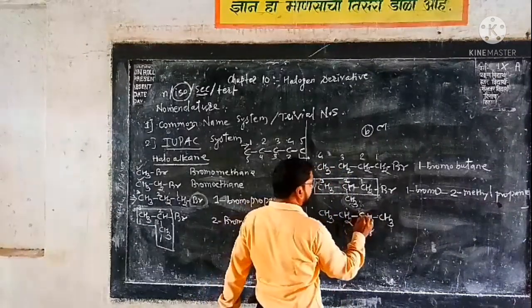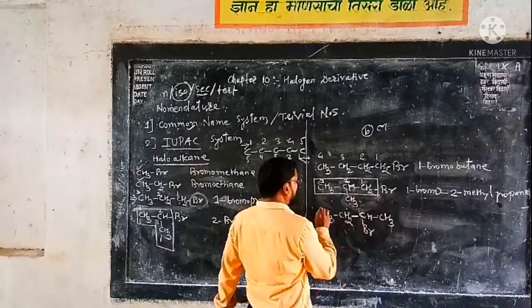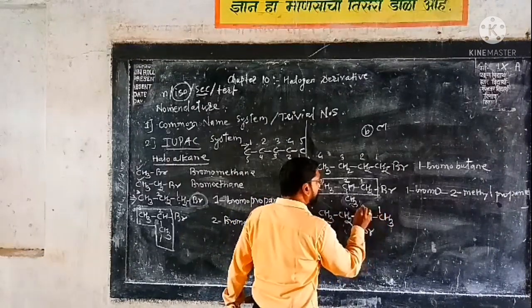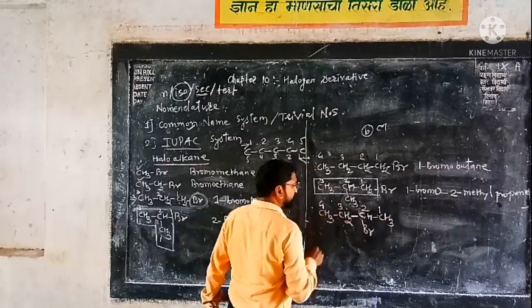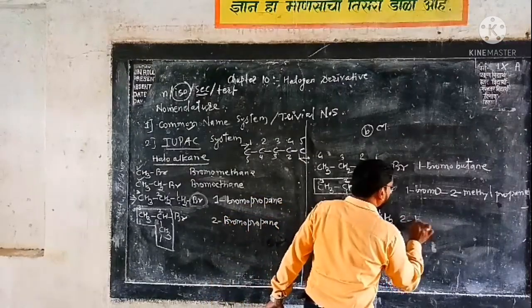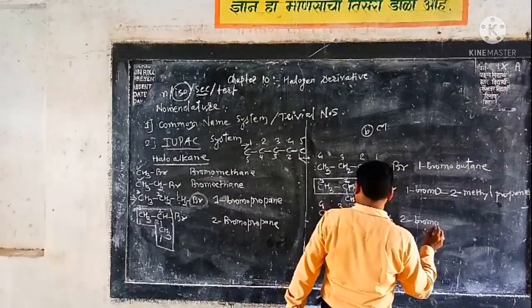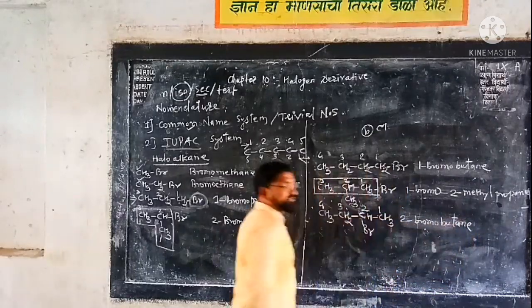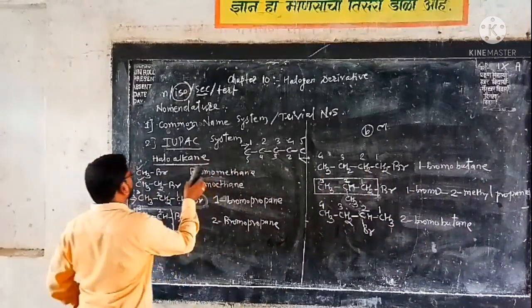Similar to that here, numbering starts 1, 2, 3. Br comes at 3 position, therefore not possible. So a better way is 1, 2, 3, 4. Okay, so it will be 2-bromobutane. Okay, let us discuss another case again. See here.